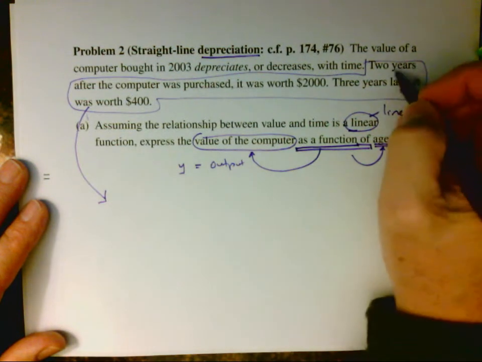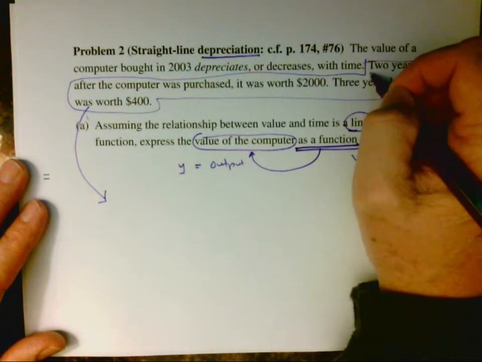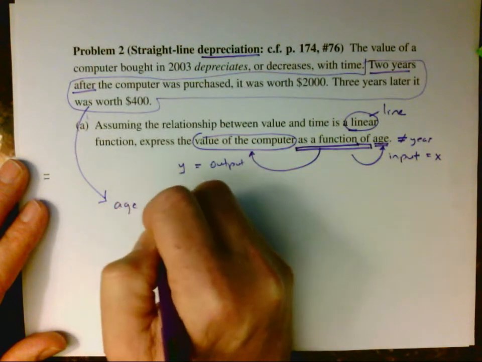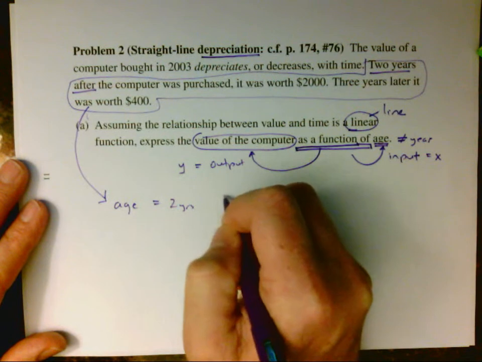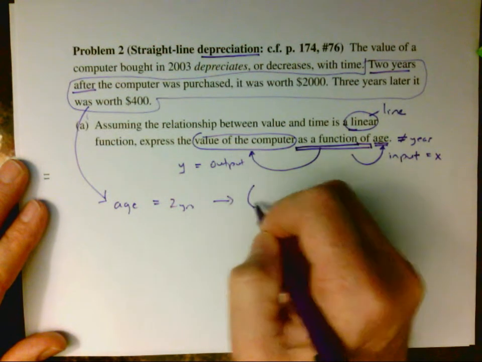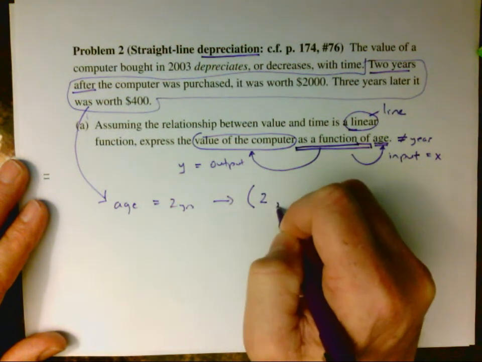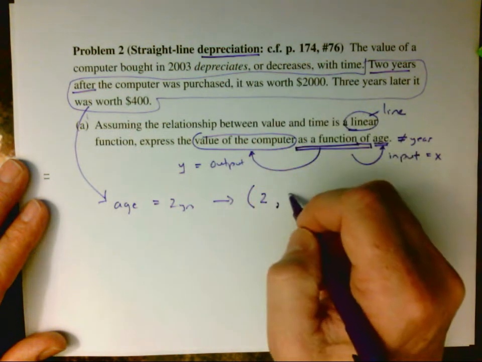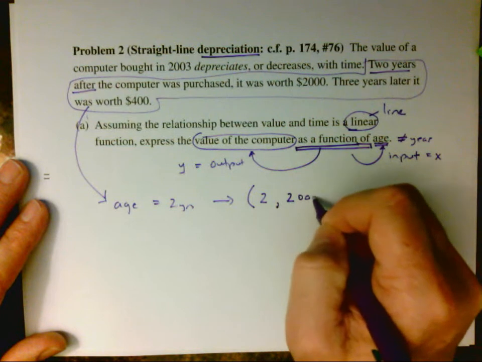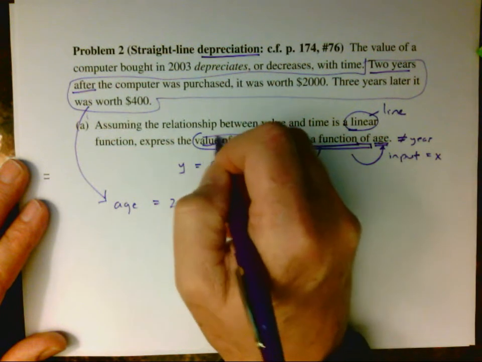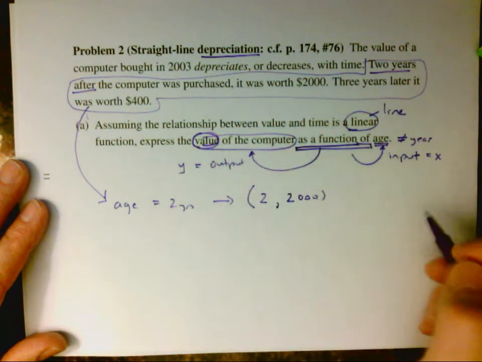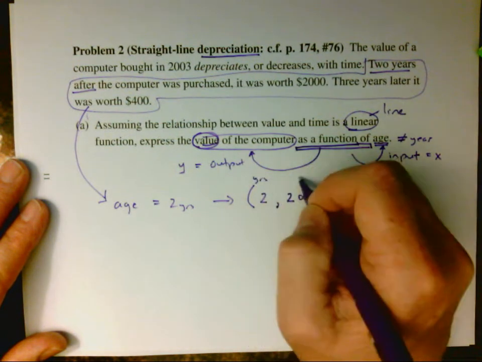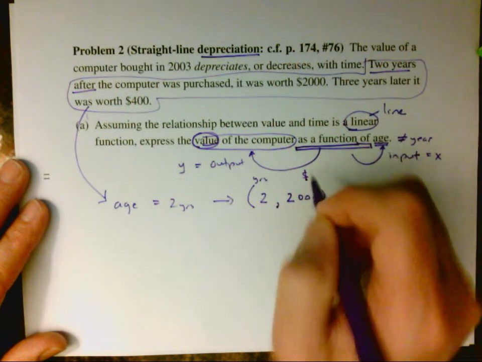2 years after the computer was purchased, so 2 years after, that means the age equals 2 years. So that's going to give us a point where age is the X, 2, and then it was worth $2,000, because the Y is the value of the computer. So we'll remember that this is in years, this is in dollars.